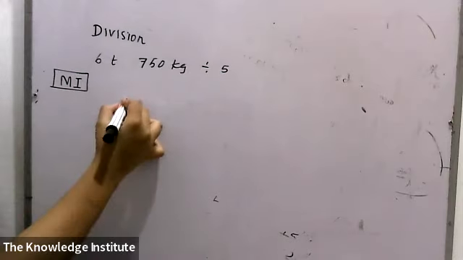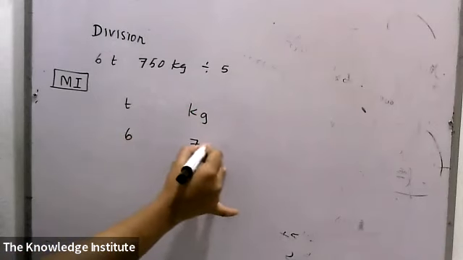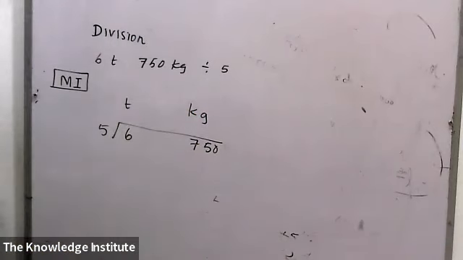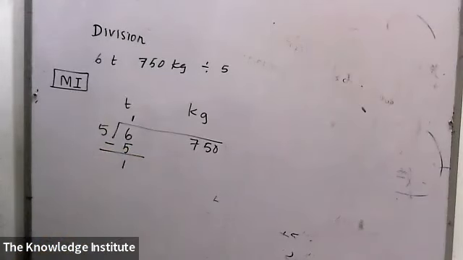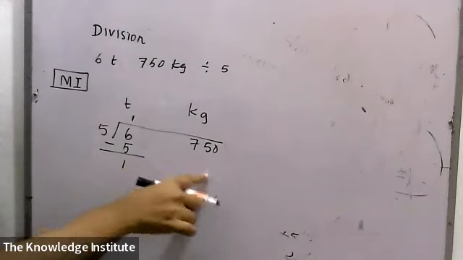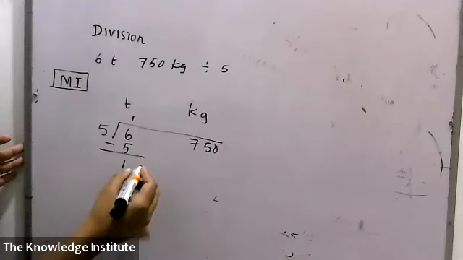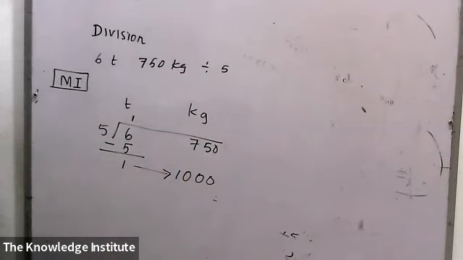The first method, we are going to separately write tons and kilograms. 6 tons, 750 kilograms, you have to divide it by 5. Tell me, how many times do you find 5 in 6? Once. 5 ones are 5. From 6, if you subtract 5, 1. Now you have to take this to the other side. But 1 ton is equal to 1000 kilograms. So when you take it to the other side, remember it will become 1000.